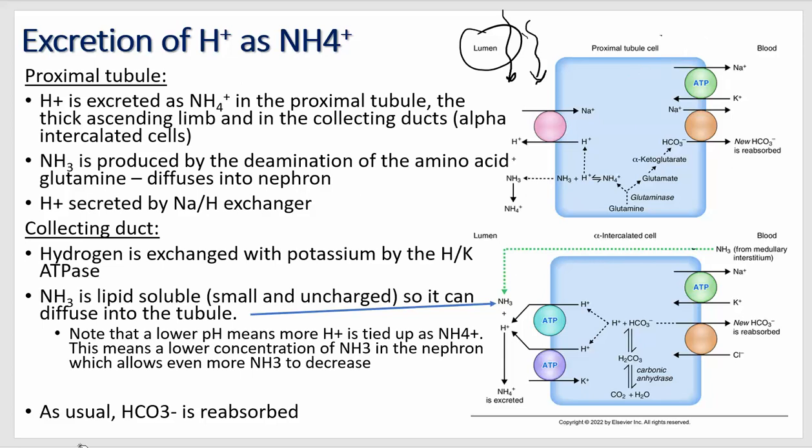And I like to point out things like the hydrogen potassium exchanger and bicarbonate and chloride, because you'll see that potassium has an effect. So high potassium levels will have an effect on hydrogen.